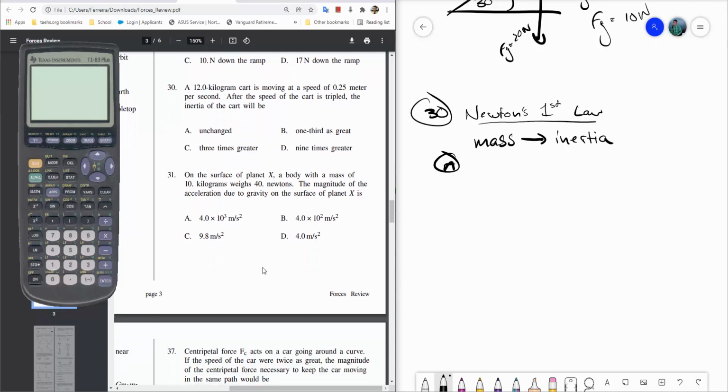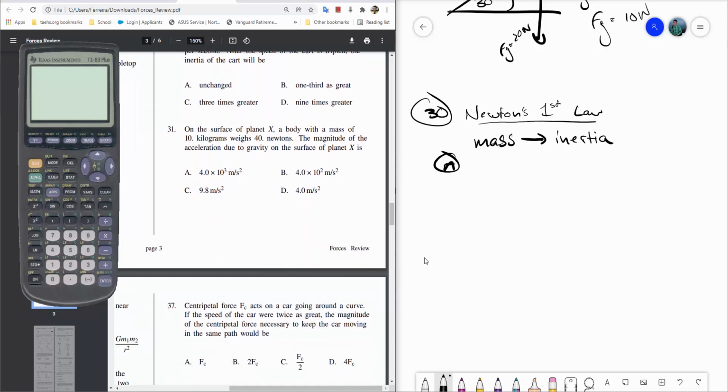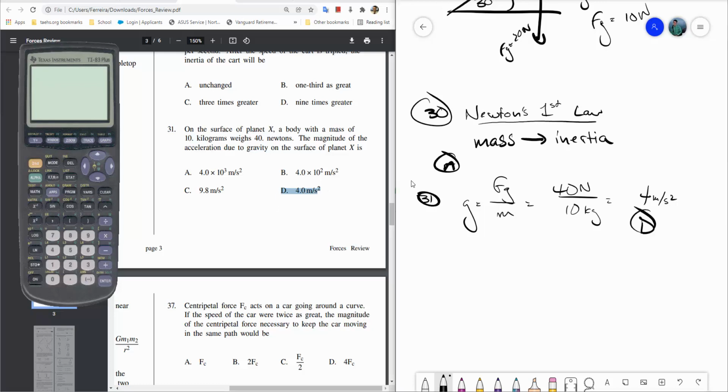31. On the surface of planet X, a body with a mass of 10 kilograms weighs 40 newtons. The magnitude of the acceleration due to gravity on the surface of planet X is what? Gravity is equal to the force of gravity divided by mass. You have the force of gravity, 40 newtons. You have mass, 10 kg. So the acceleration due to gravity is 4 meters per second squared. Did I miss something? Oh, D. I couldn't find the choice. D. Okay.